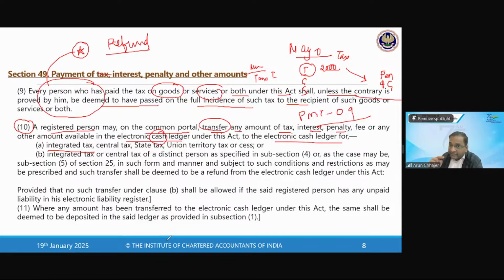आप within the GST number, you can shift to any head. From one GST number to another GST number of the same PAN, you can shift IGST or you can shift CGST. यहां पर एक स्टेट को दूसरे स्टेट में ट्रांसफर करने का परमिशन नहीं है. The cash ledger lying in the SGST cannot be transferred to a distinct person. Either it can be transferred to I or it can be transferred to C.